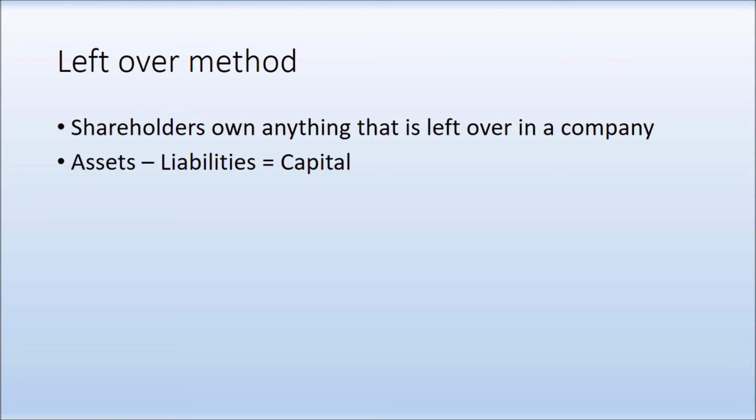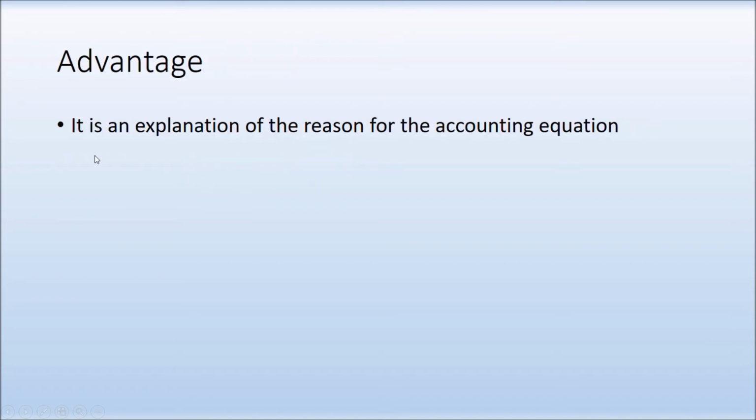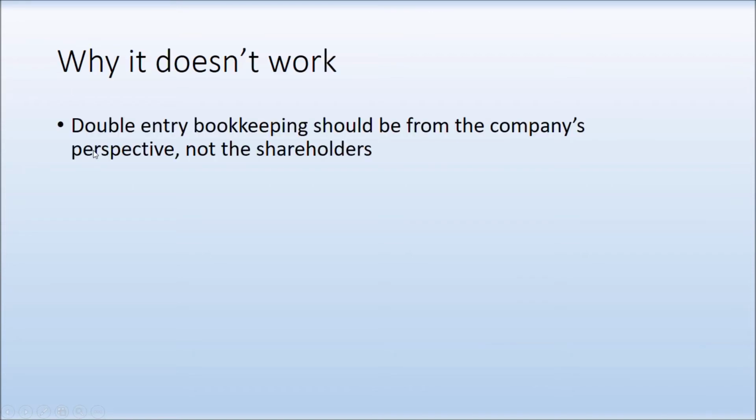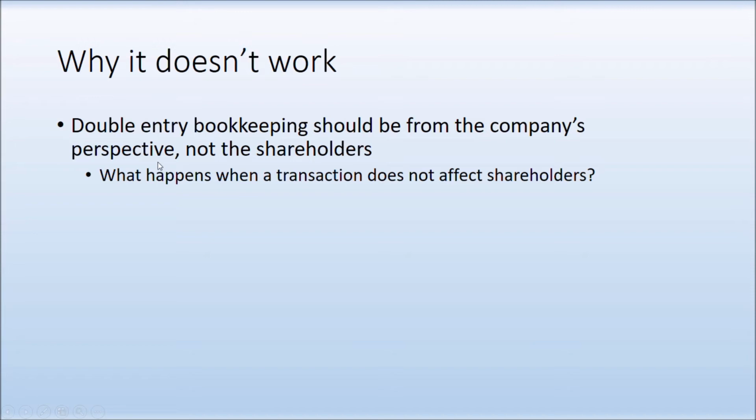It's understandable. We've got some assets in the company, we've got some liabilities. We pay off all those, and we share capital. So it's great for explaining the balance sheet. But why doesn't it work? Well, because double entry bookkeeping should be from the company's perspective, not the shareholders'. The shareholders are simply a liability in double entry bookkeeping, one whose liabilities go up and down depending upon profits. And this is what tends to happen when students get confused about this method.